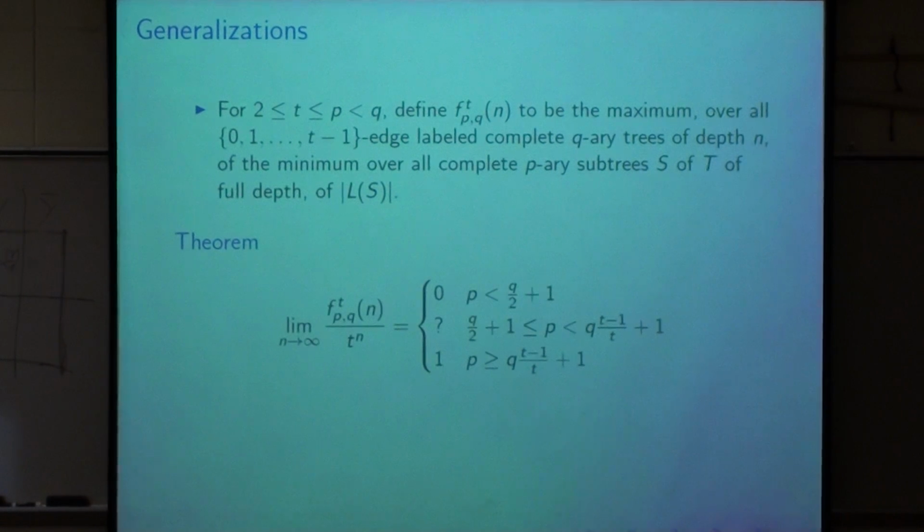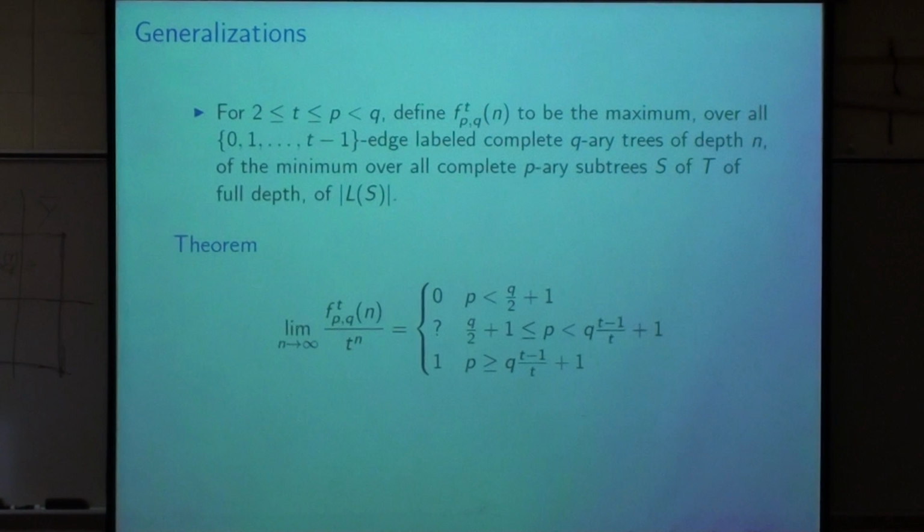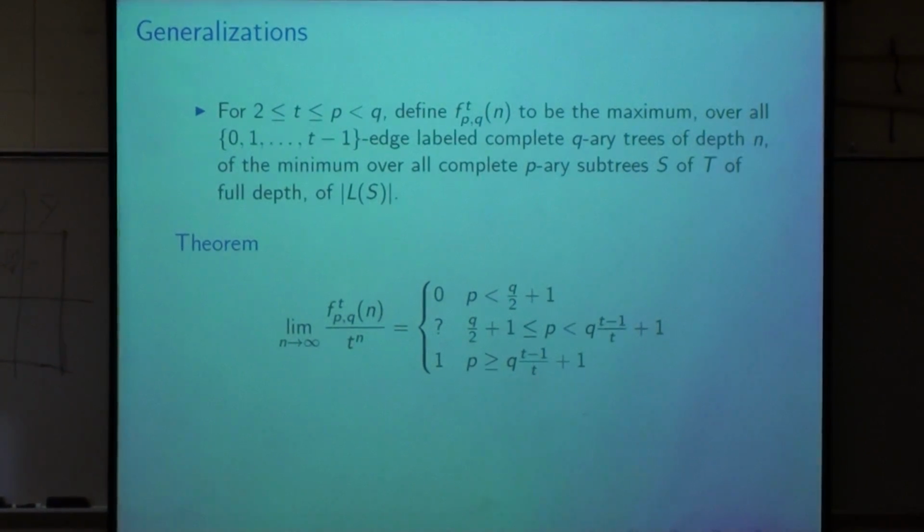There are a number of generalizations. Instead of having a ternary tree and searching for an efficient binary subtree, you might have trees of larger arities. You might have, say, a tree with branching factor 4, and you might be trying to find a subtree with branching factor 3. So there are many questions we don't know the answer to. These are open problems. I should say you have to use more labels. With 2 labels, the behavior is completely known.